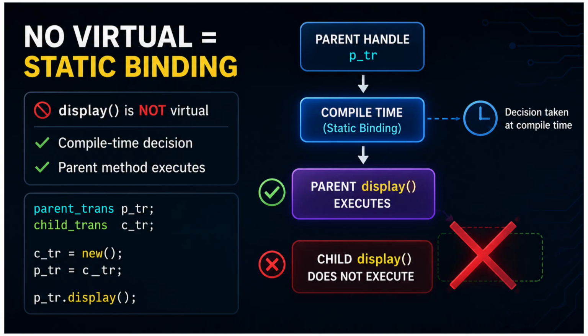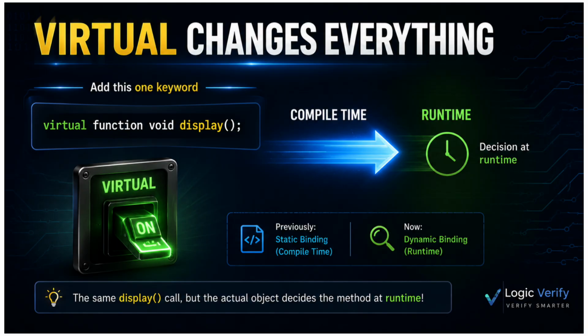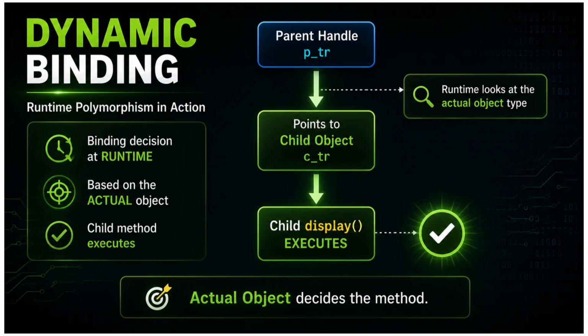Why? Because method binding happens at compile time. This is called static binding, and this can break polymorphism. With virtual, now add just one word: virtual function void display. Boom! Now when you call ptr.display, it executes the child class method because now binding happens at runtime. This is called dynamic binding. And this is the foundation of polymorphism in SystemVerilog.